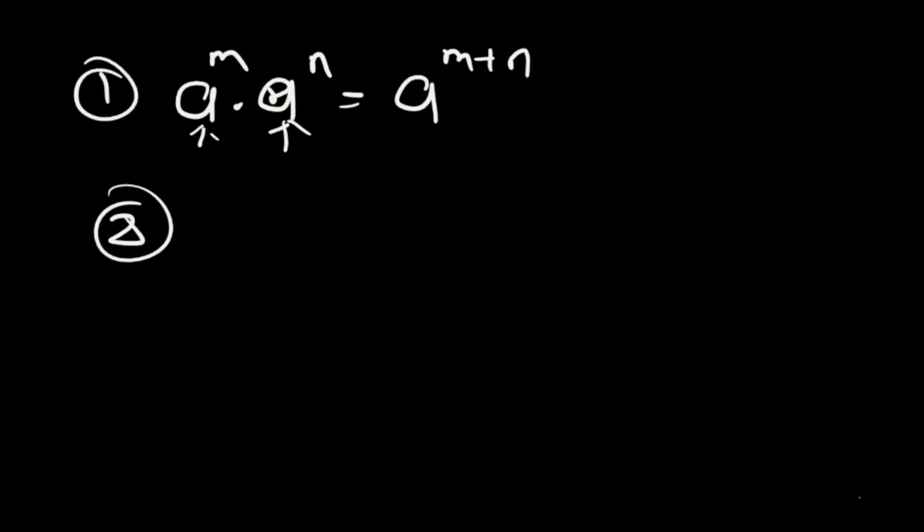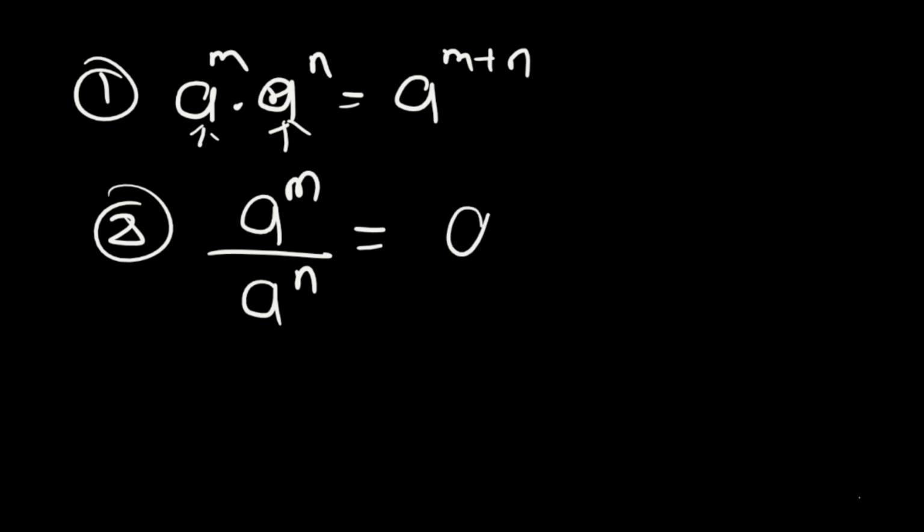Number 2 is if you have the base a to the power of m, a to the power of n. When you divide the bases with exponents, you subtract the exponents. So it's going to be m minus n, just like that.